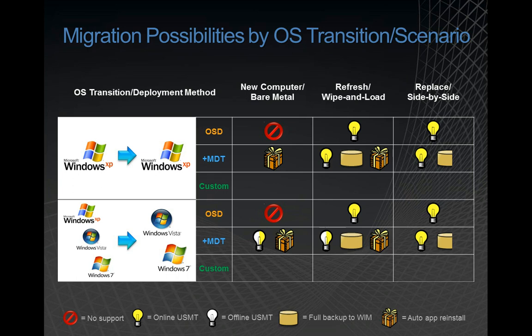So with this in mind, along the left side of the table, we have the three client OSs that are commonly deployed in relation to the different transitions between OS versions as user state migration is concerned.